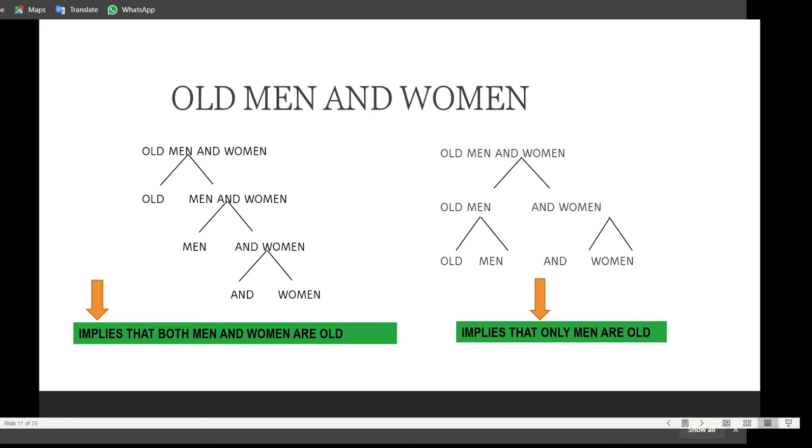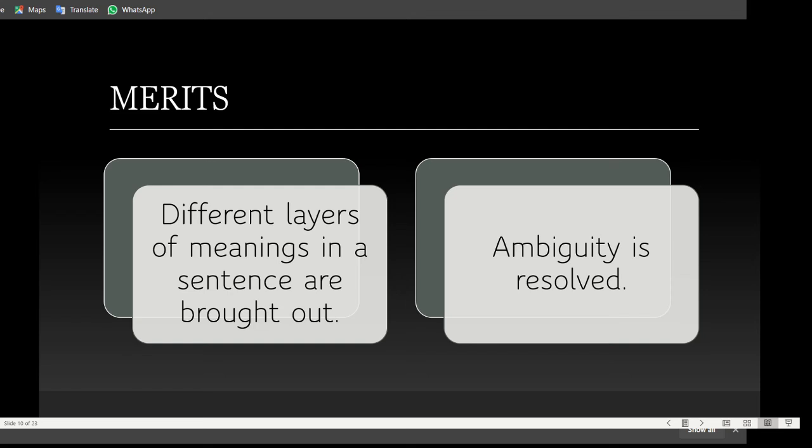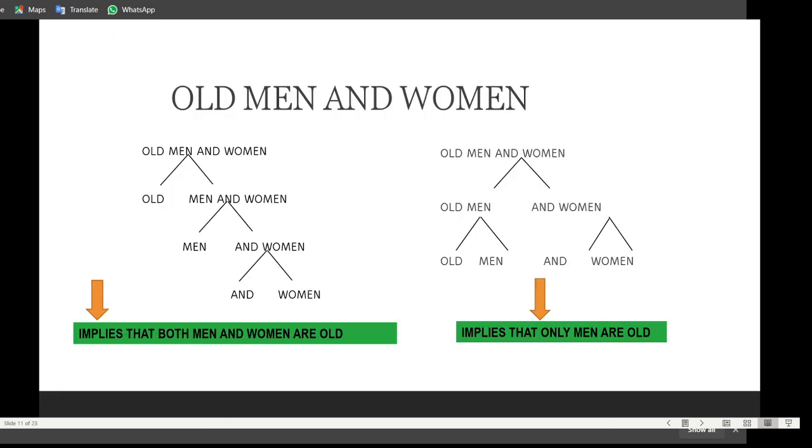Another merit, similar to this, is that ambiguity is resolved. For example, the same sentence, old men and women, is quite ambiguous, because whether both are old or only one is old, such ambiguity in a sentence can be resolved using this method of IC analysis. These are the 2 important merits of IC analysis.